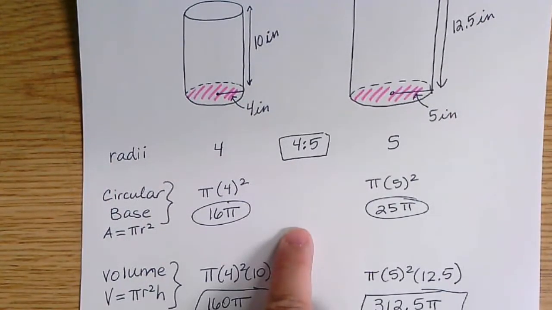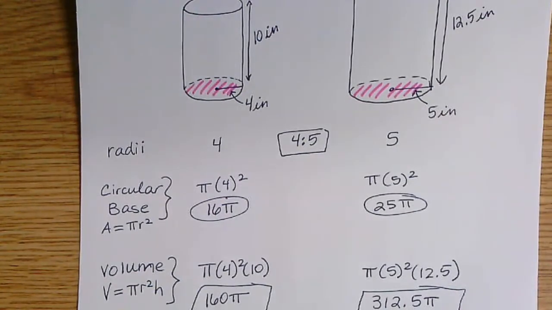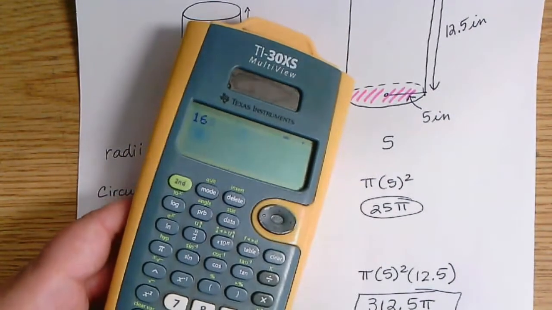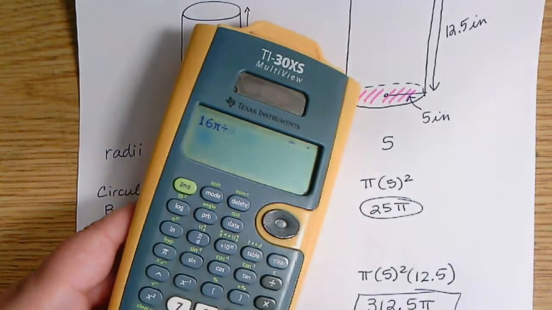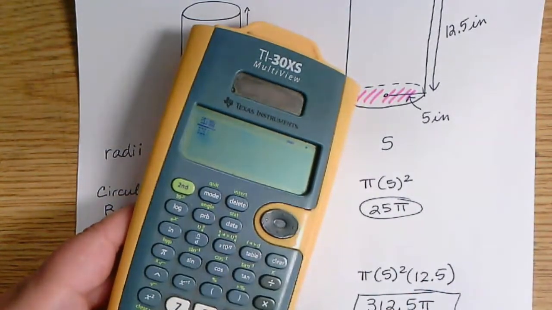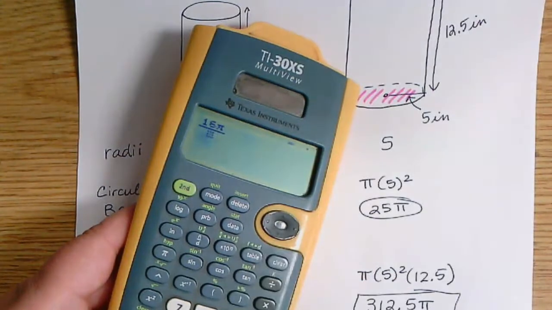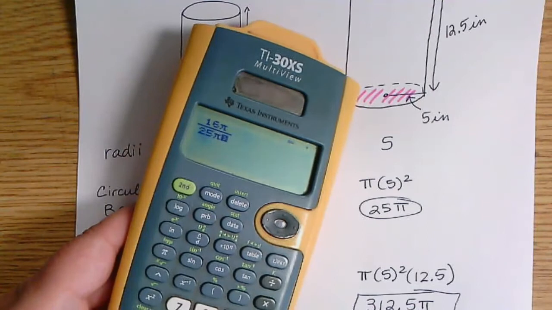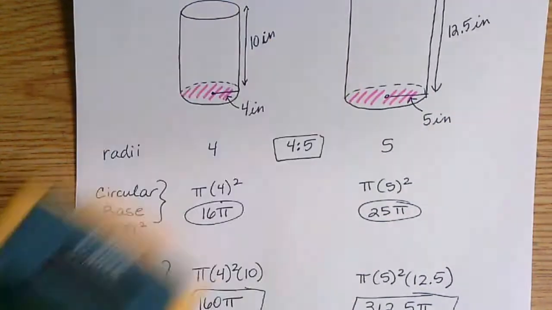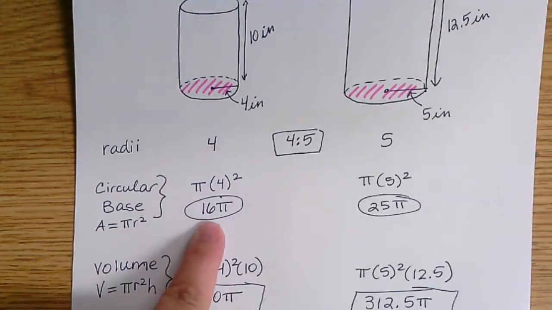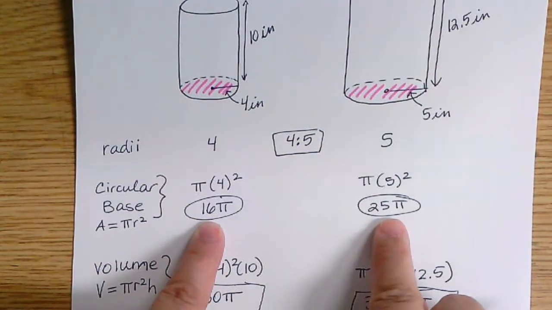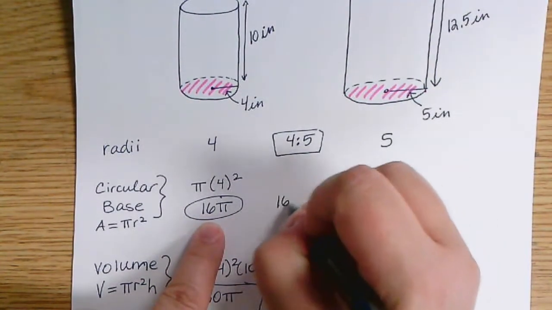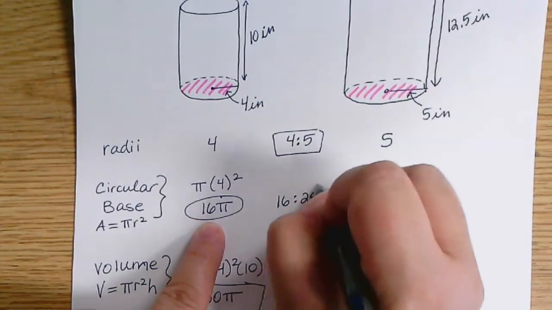So 16 pi over 25, also 4:5, right? 16 pi over 25 pi. Let's type it as a fraction. What's going to happen to the pi's here? Pi's cancel, right? And it doesn't reduce any further. So the simplest form of the fraction comparing this area to this area is 16 to 25, not 4:5.